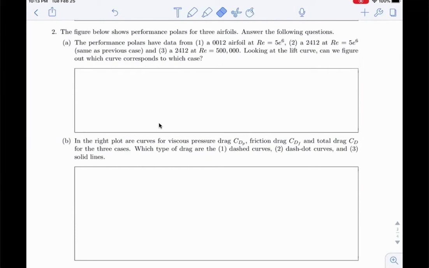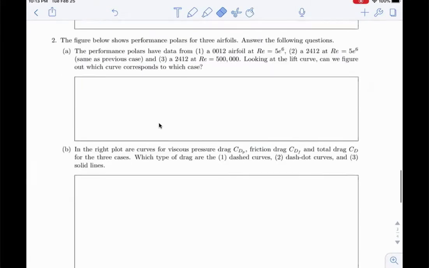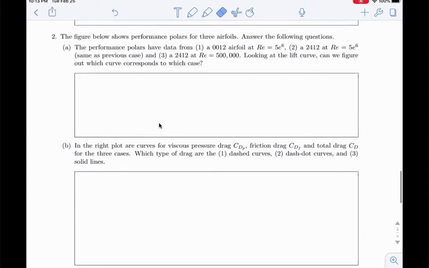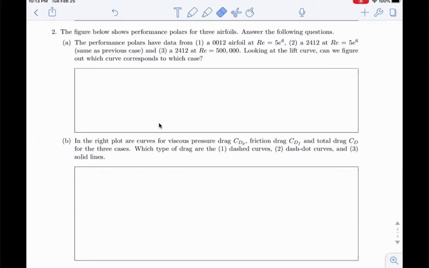This is the second problem for the in-class problems of Lecture 9, the unit on additional resistance, and here we're focused on 2D lift, the forces generated by a 2D foil.